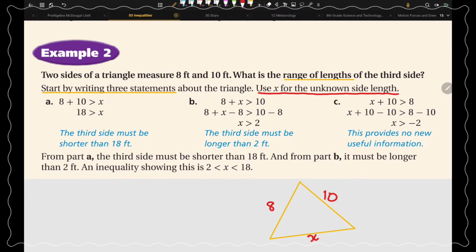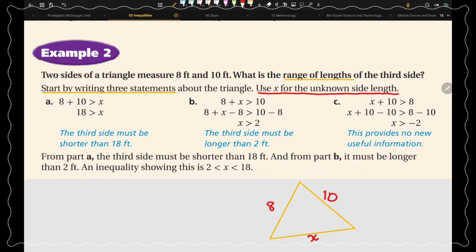So what they're asking us is what's the range of lengths that x could be? X could be no smaller than which number, but no greater than which number for this triangle to work. Okay? So after drawing the triangle, now we can take a look at writing the 3 statements that we know. We just learned that add any two sides of the triangle, and whatever you get has to be bigger than the third side, right?